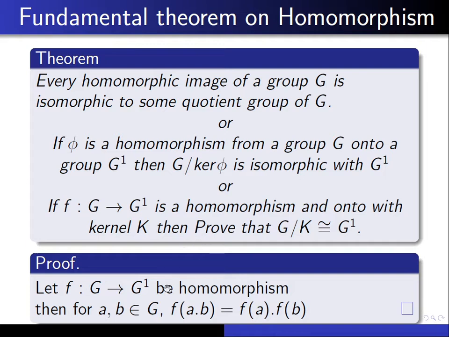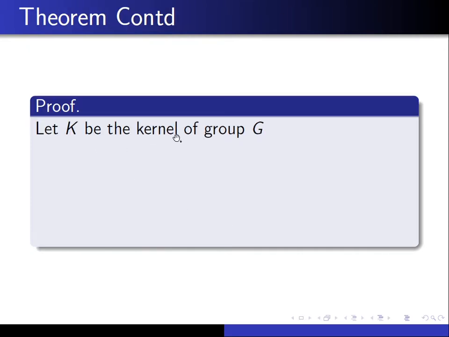Since it is a homomorphism, immediately we need to write the condition for homomorphism, that is f of ab equals f of a into f of b. Now let K be the kernel of the group G. We should know what a kernel is. Kernel is the set of all elements x belongs to G such that f of x equals e dash.